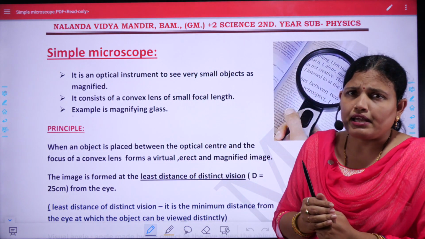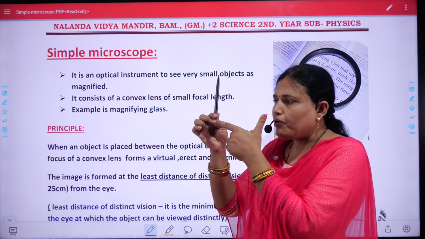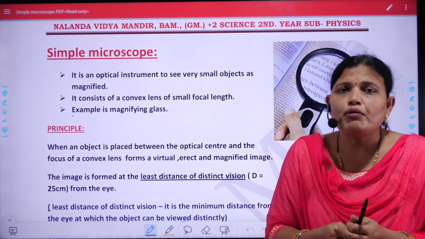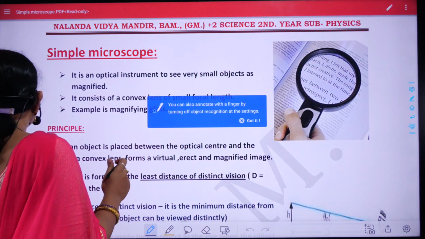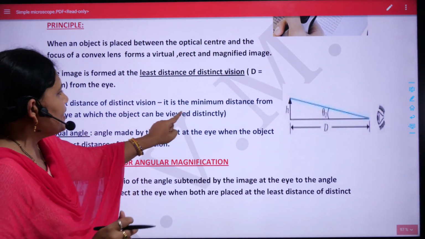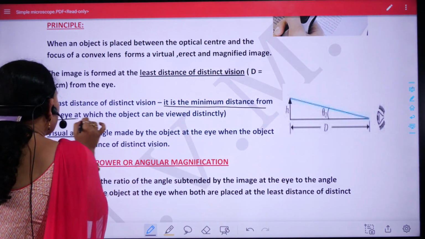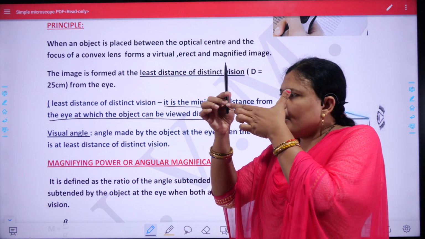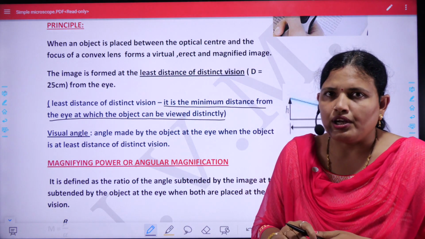Then you can see it in magnified form. When the object is at the least distance of distinct vision and still is not clearly visible, then there is the need of the microscope and we have to magnify it more. See here, the least distance of distinct vision is the minimum distance from the eye at which the object can be viewed distinctly. The minimum distance at which the object is distinctly visible is called the least distance of distinct vision.